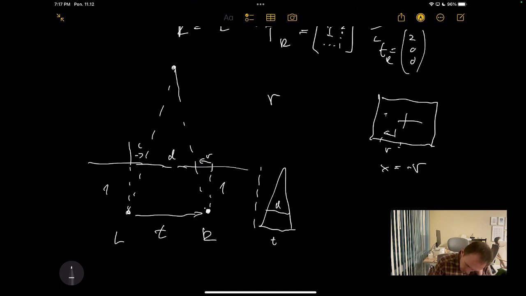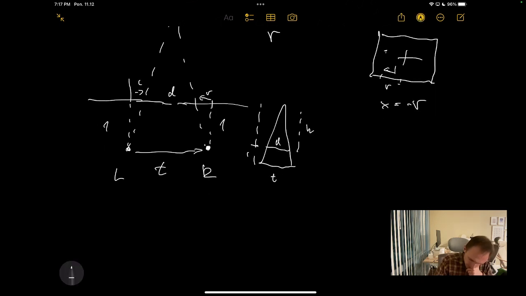This is H, and this is 1. So from the triangles being similar, we can see the following. H plus 1, which is the height of the big triangle, divided by T is the same as the proportion of H to D, because those are just scaled up versions of the same triangle, right? So now we solve for H.